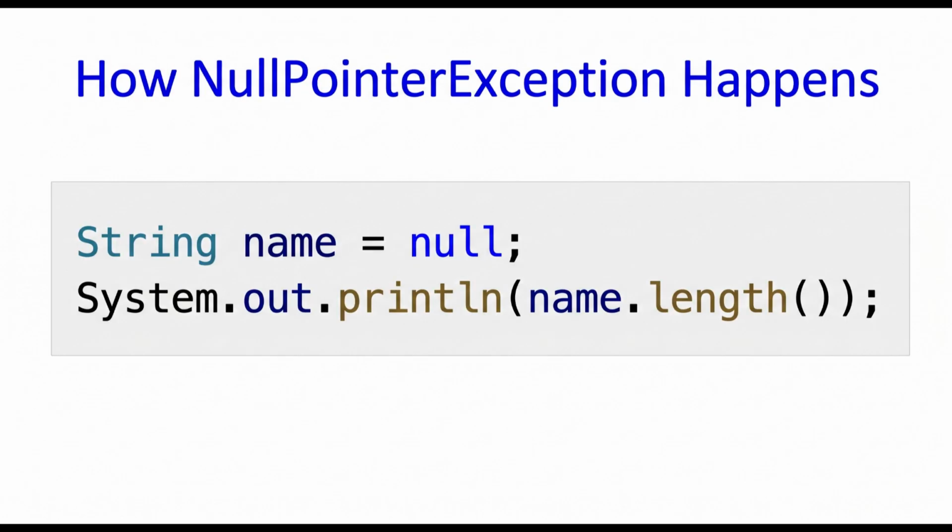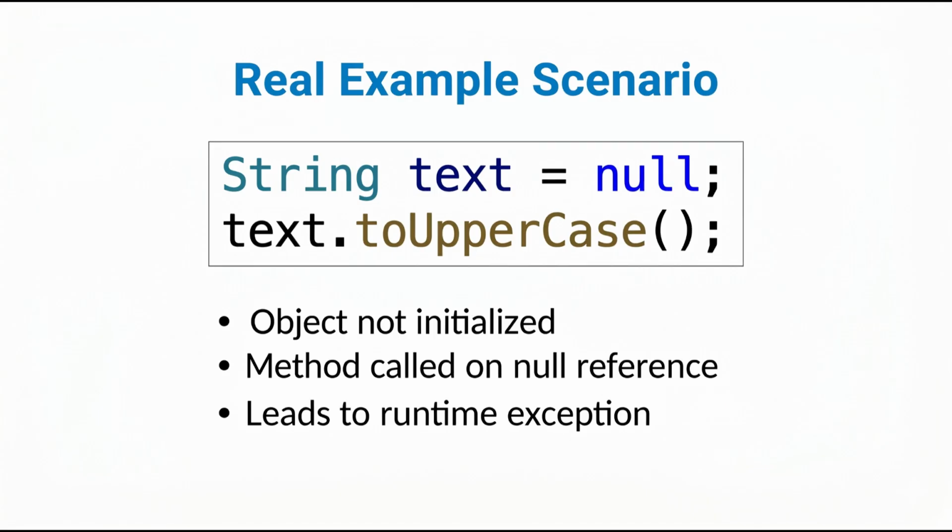Now let's see how the exception actually happens. In this example, the variable name is assigned null, then we try to call the length method on it. Since there is no actual string object behind the variable, Java cannot execute the method and throws a null pointer exception.